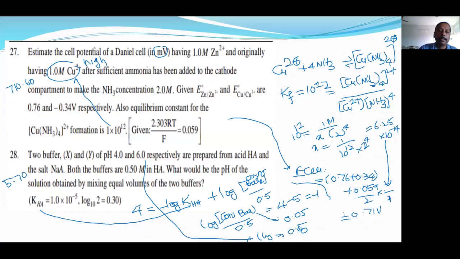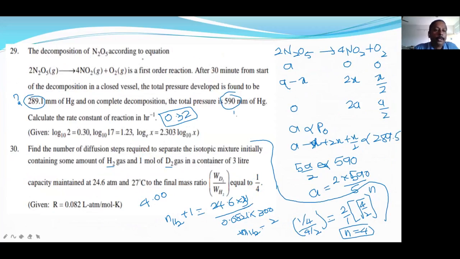Now let's see the next. Decomposition of N2O5 according to the equation 2N2O5 gives 4NO2 plus O2. Here I will tell you the procedure, but I doubt these values. So simplify and tell me whether the answer is 0.32 or not.